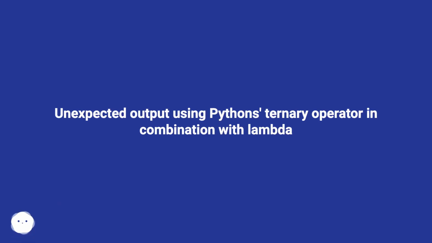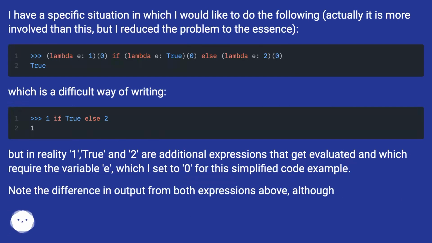Unexpected output using Python's ternary operator in combination with Lambda. I have a specific situation in which I would like to do the following. Actually, it is more involved than this, but I reduced the problem to the essence, which is a difficult way of writing. But in reality 1, true, and 2 are additional expressions that get evaluated and which require the variable t, which I set to 0 for this simplified code example.